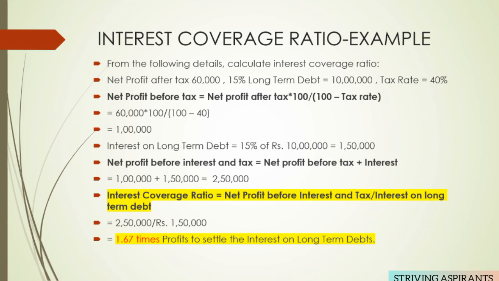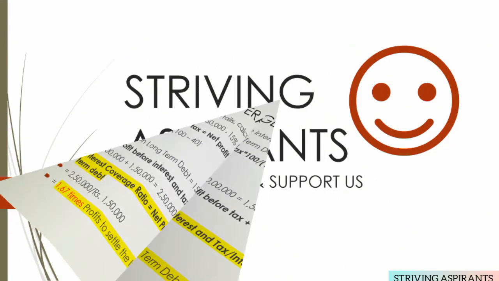Now we will apply the formula. Interest coverage ratio equals net profit before interest and tax divided by interest on long-term debt. The amount is 2,50,000 divided by 1,50,000. So the ratio is 1.67 times. That's all about the solvency ratios.